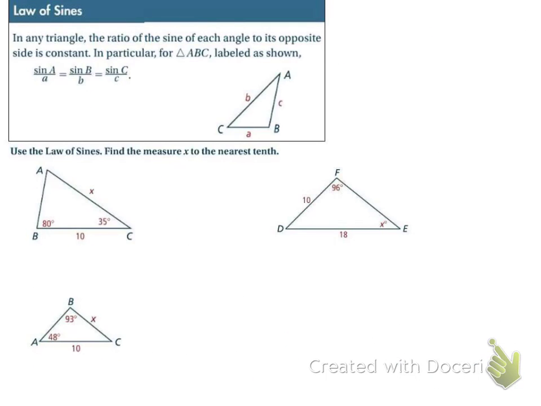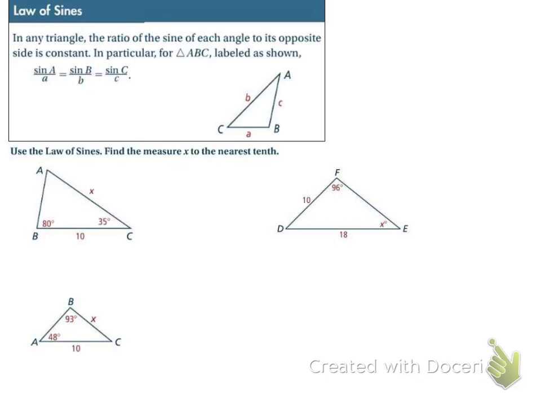So, here's our law of sines. It says in any triangle, the ratio of the sine of each angle to its opposite side is constant. It's just a ratio we can use. We get sine of A over little a, sine of B over little b, sine of C over little c.